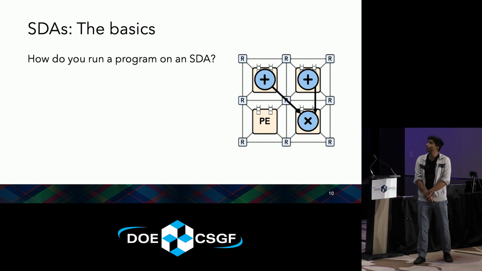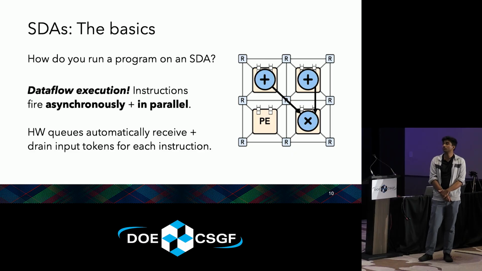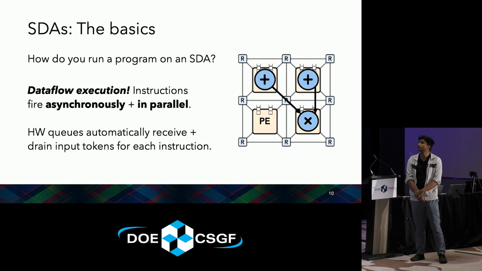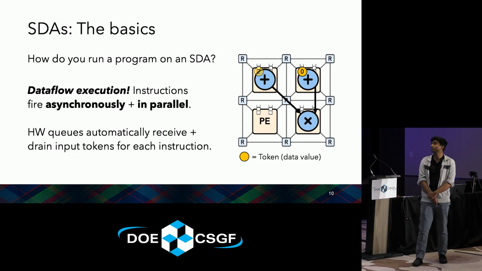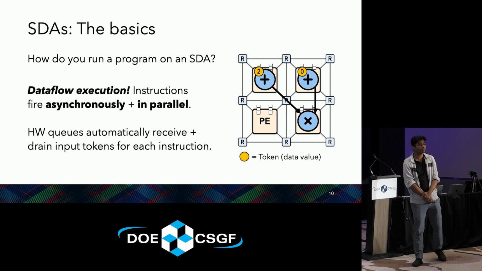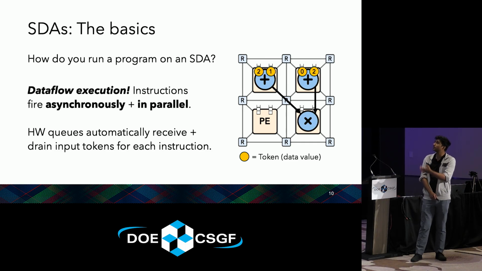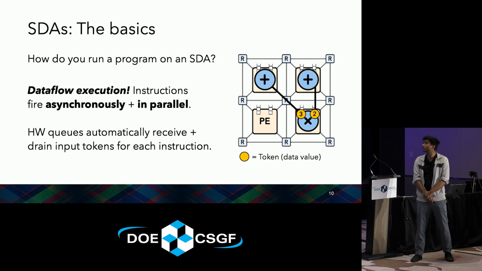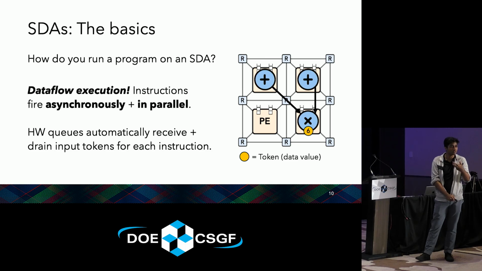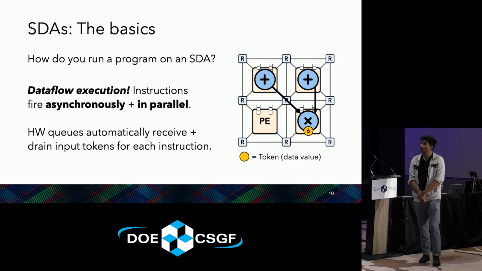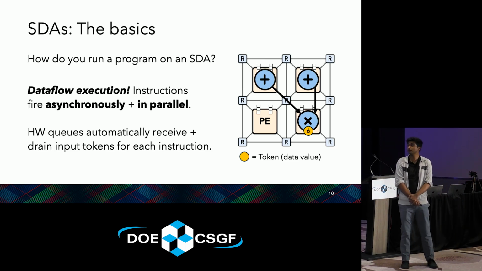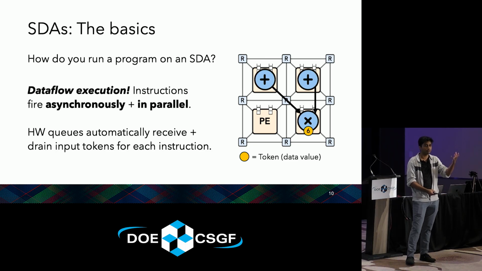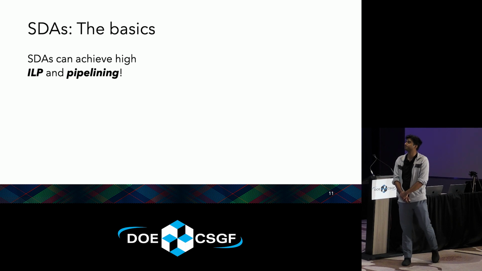And so if we want to run a program on a spatial data flow architecture, we have data flow execution. In this case, instructions can fire asynchronously because inputs can arrive asynchronously, and then they can just go. So like in this case, the multiply receives its inputs, it can just fire whenever. Hardware queues are managing this automatically, and so the software doesn't have to do anything to flow tokens through instructions.